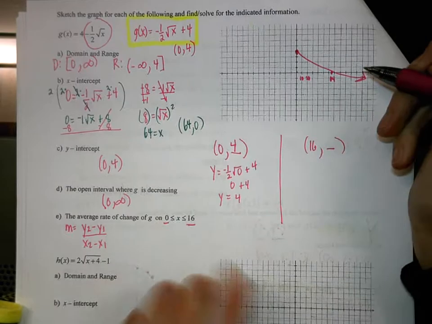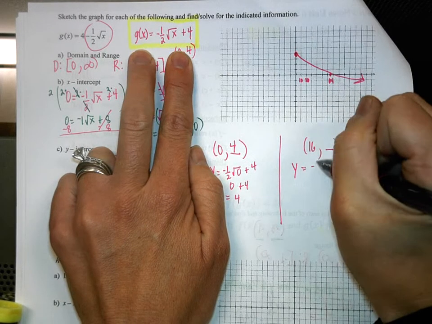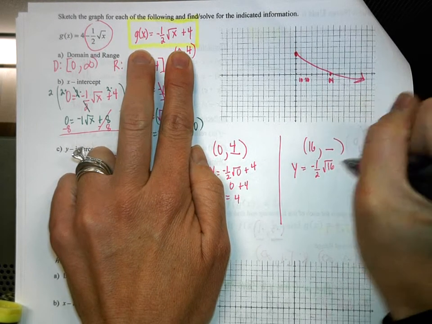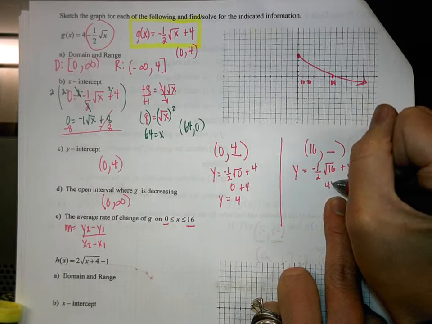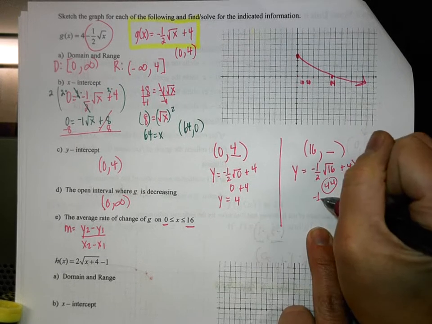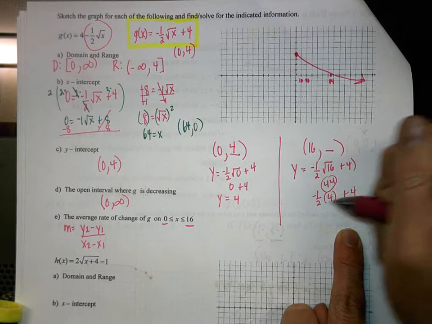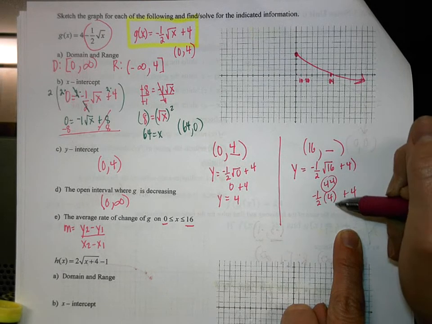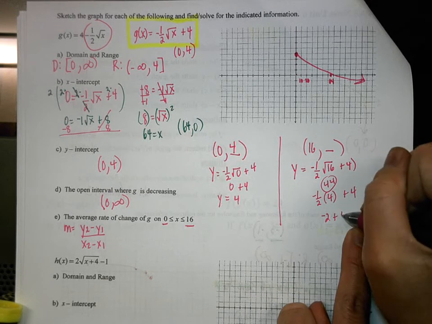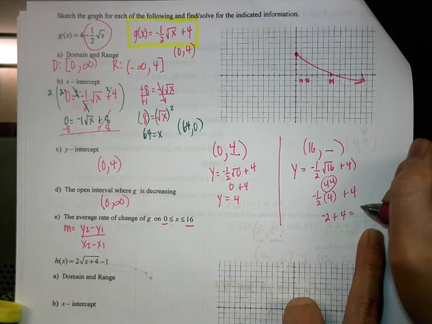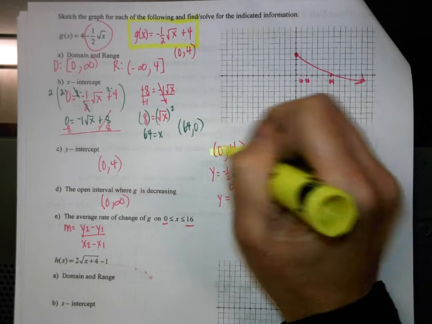The second one, we're going to plug in 16 here into our equation. So we have y equals negative 1/2 root 16 plus 4. So 16 breaks down to 4 and 4, a pair of 4s. We have negative 1/2 times 4 plus 4. Negative 1/2 times 4 is negative 4 over 2, and negative 4 divided by 2 is negative 2. And negative 2 plus 4 gives you a positive 2. So we have our two ordered pairs now, (0, 4) and (16, 2).